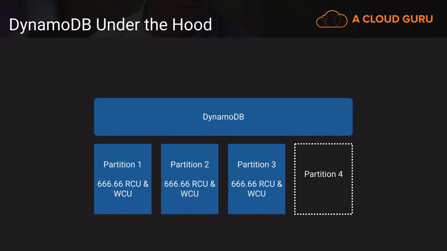Now, AWS does allow some burst capacity. It allows me to exceed some of that read and write capacity against a single partition if I'm not using that in those other partitions. But really, we should design our partition keys around trying to avoid this whenever possible. And I'll show you the problem that we'll run into.